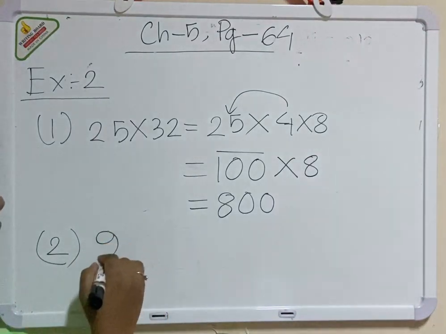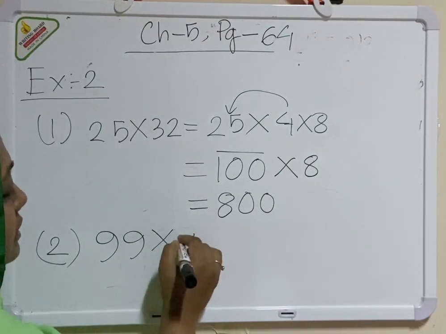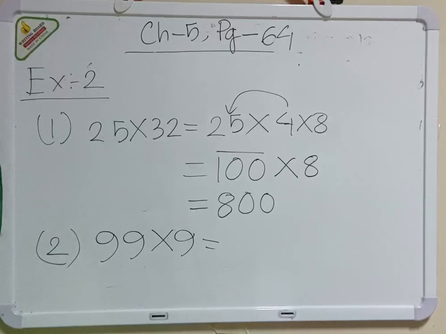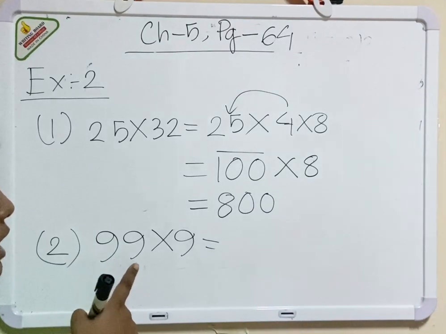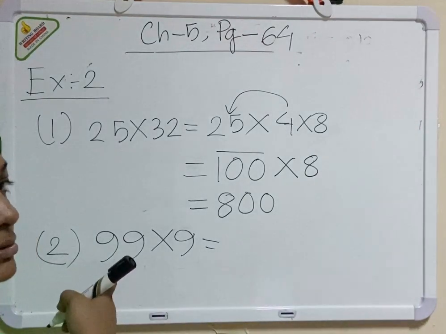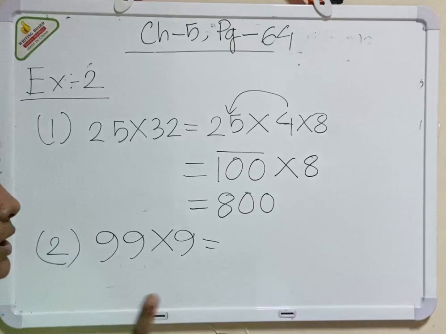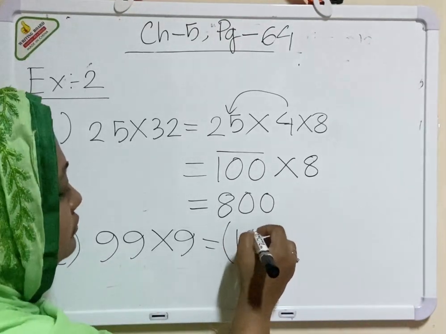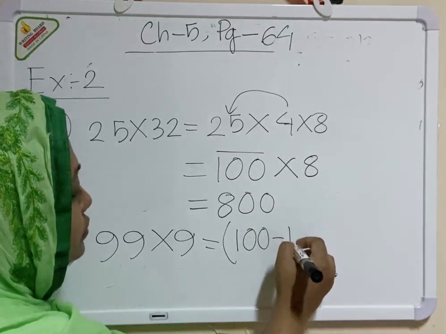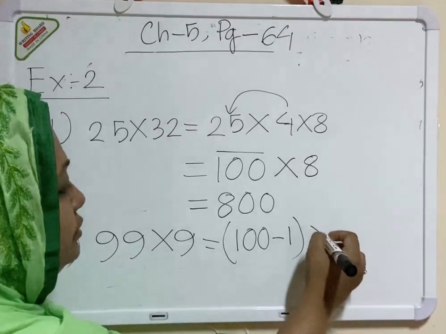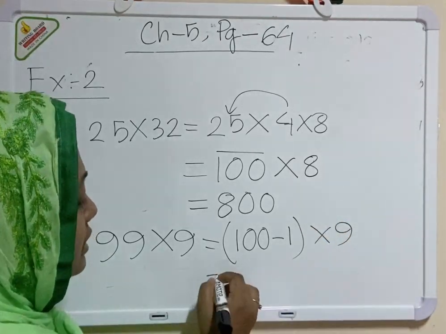Now the second one, 99 into 9. You think I cannot split anything here? Yes, you can split in subtraction. You know 100 minus 1 is 99. So I have 100 minus 1 is 99, and with it I have to multiply 9.